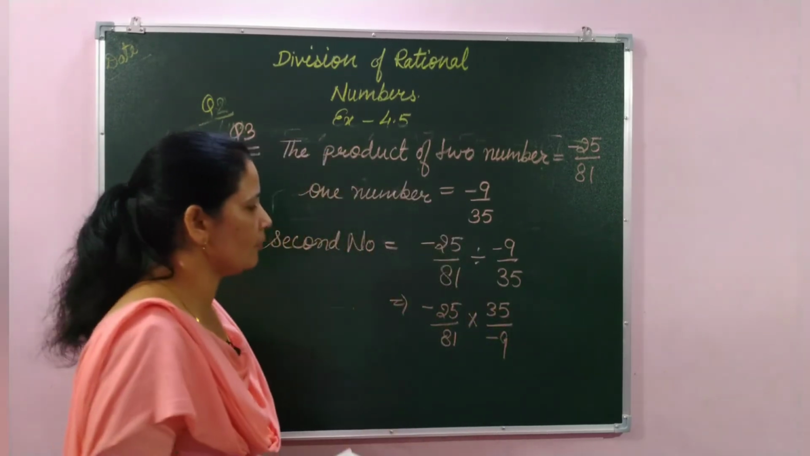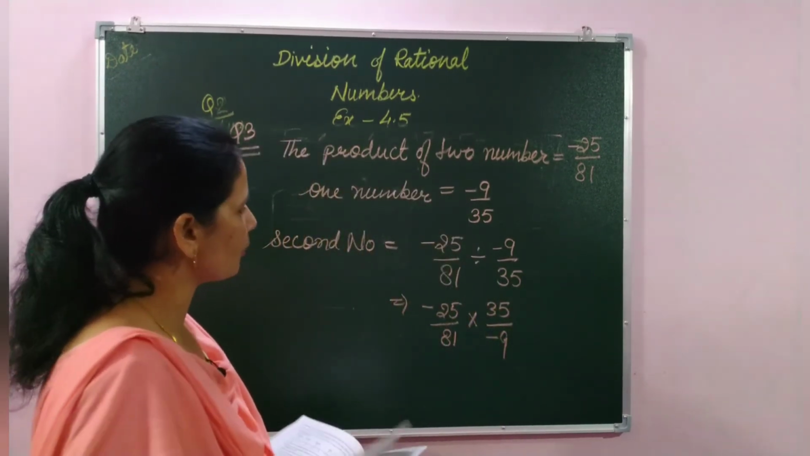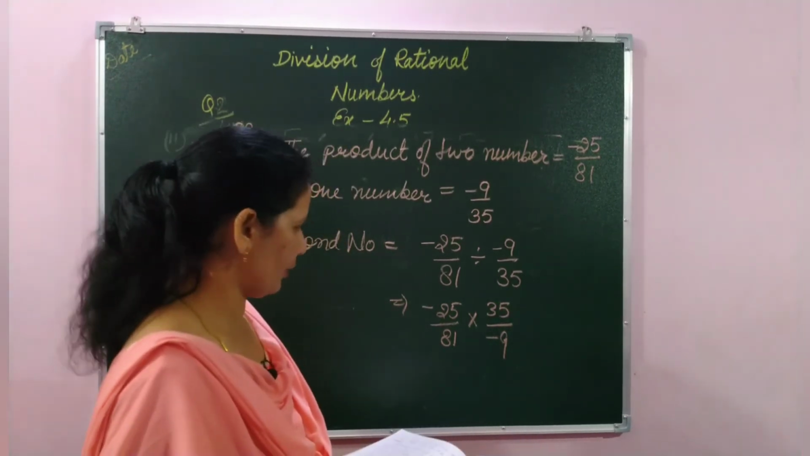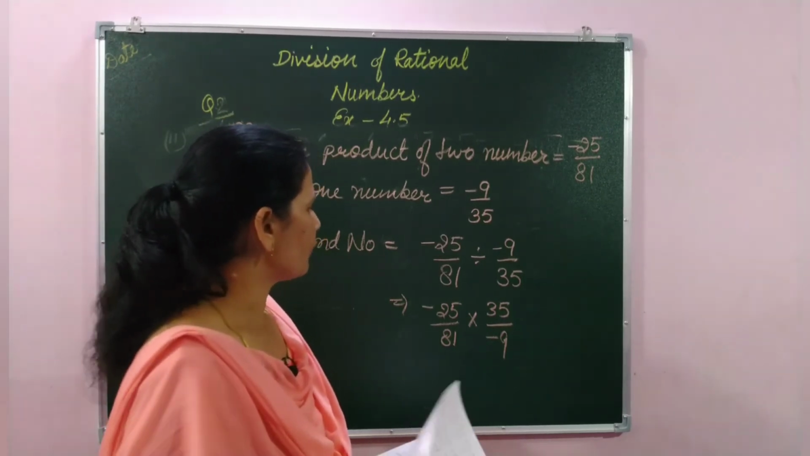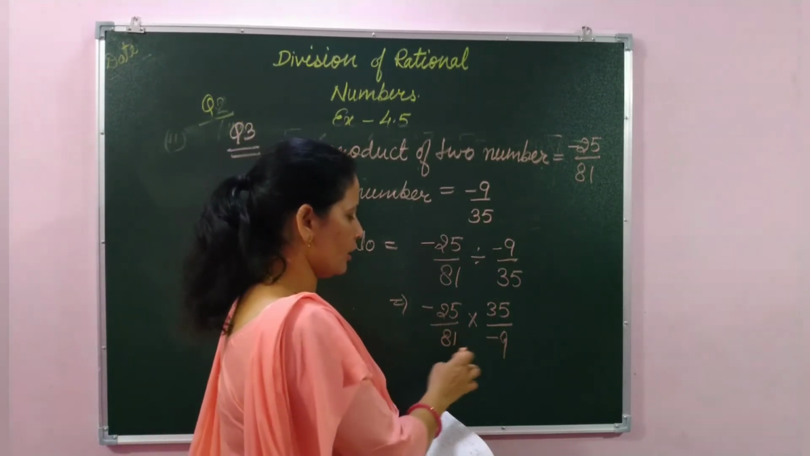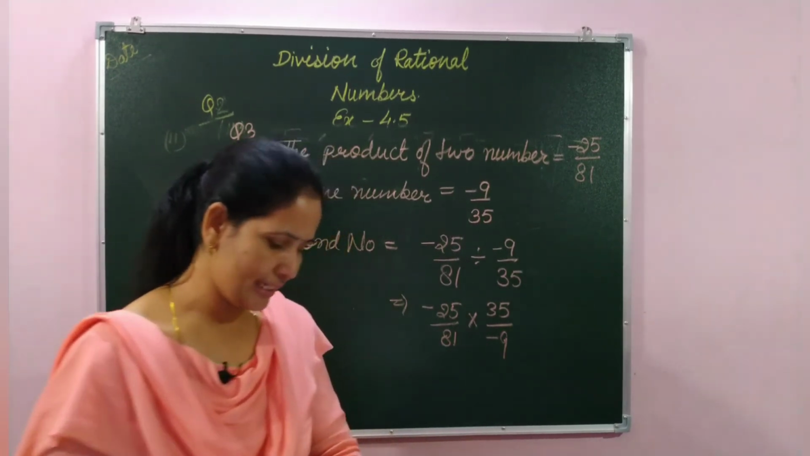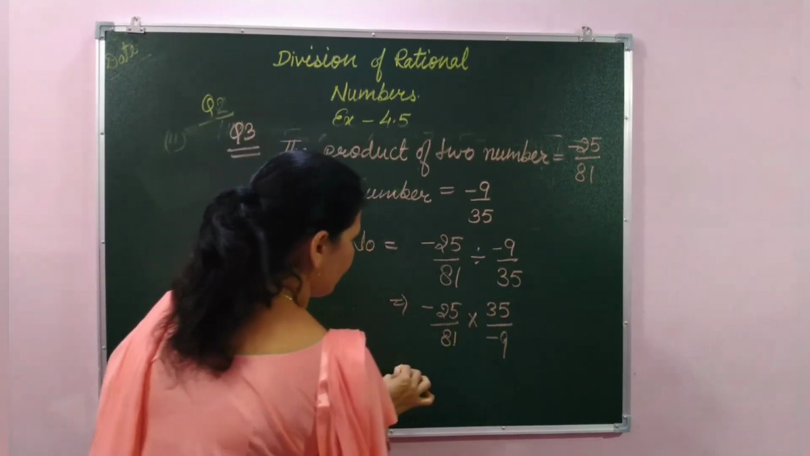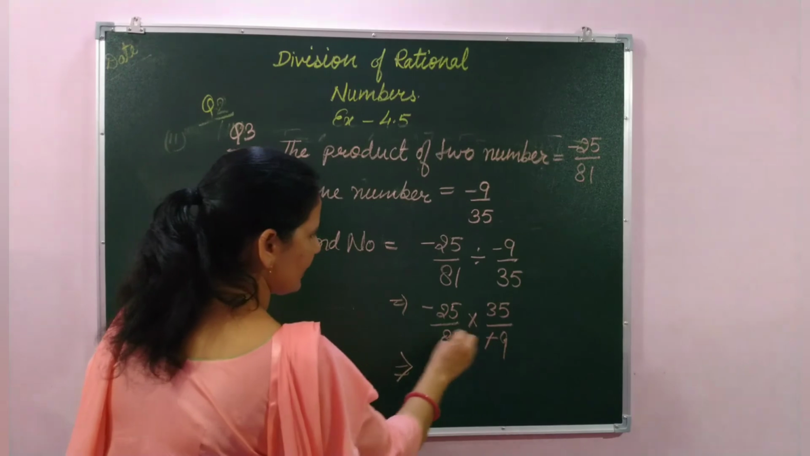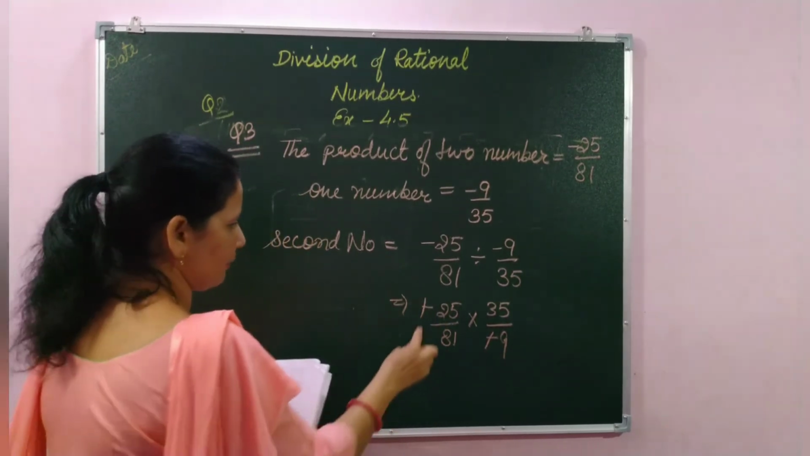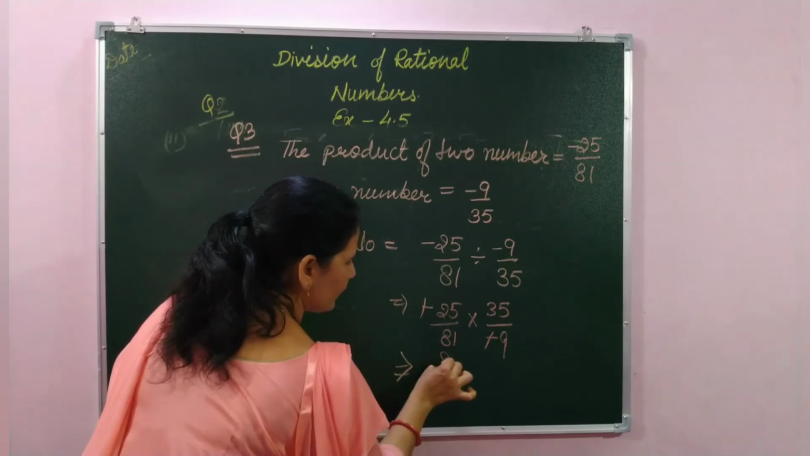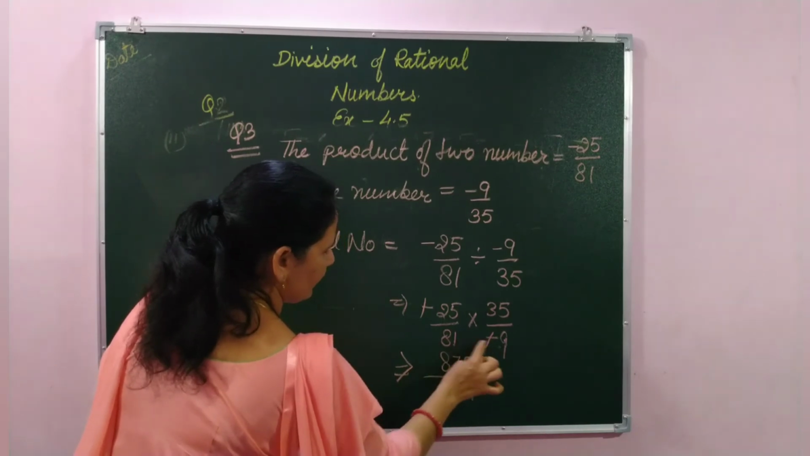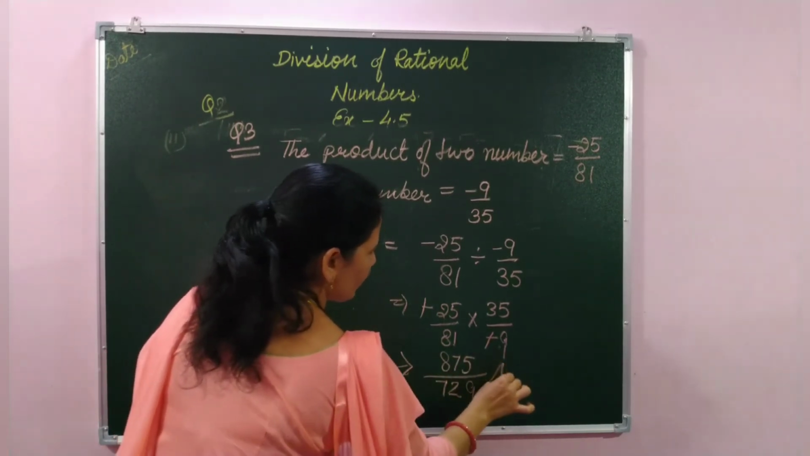Student, check it. Is it possible to cancel? Then cancel it. If it is not possible, then numerator multiply with numerator and denominator multiply with denominator. So students, if we observe here 25 and 9, these both are multiple of 9, but numerator cannot be cancelled by numerator and denominator cannot be cancelled by denominator. So students, when you multiply 25 by 35, minus sign cancel with minus sign. So if you multiply 25 by 35, we get from here 875, and this one 81 multiply with 9, 9 1 ja 9, 8 9 ja 72.